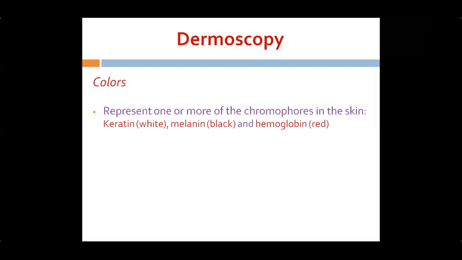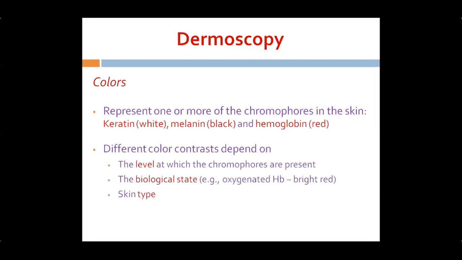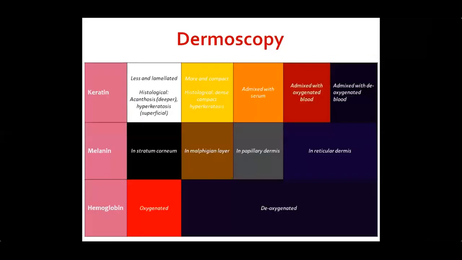But in practice, we see different color contrasts pertaining to these chromophores, which depends on the level at which chromophores are present. For example, melanin can have different shades depending on whether it is present in the epidermis, at the dermoepidermal junction, the upper papillary dermis, or deep reticular dermis. And also, depending on the biological state, for example, oxygenated hemoglobin appears bright red, and blue-black when it is deoxygenated. And also the skin type not only influences the pigmentary structures, but also other structures as well. And it's also an important determinant of the colors that appear in dermoscopy. And colors can form either homogeneous or heterogeneous patterns. So these are the three basic chromophores, keratin, melanin, and hemoglobin.